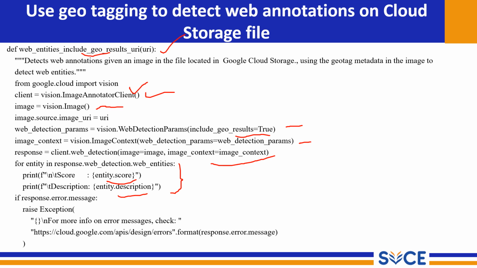Next, suppose while you are doing some geotagging process an exception arises, in the sense that the API returns an error, which raises an exception and provides a link to Google's API error documentation for troubleshooting. So this is overall how, by using geotagging, we are able to detect web annotations.